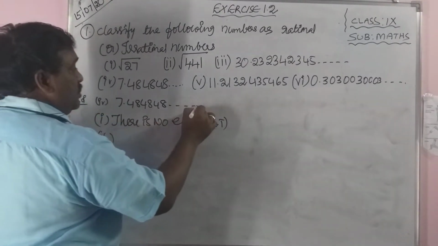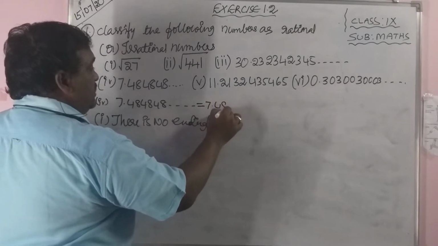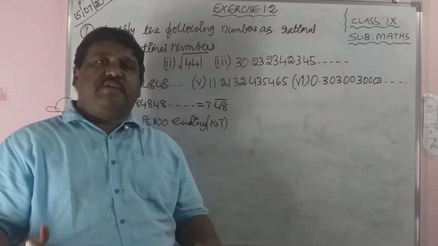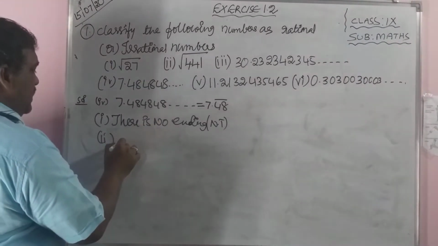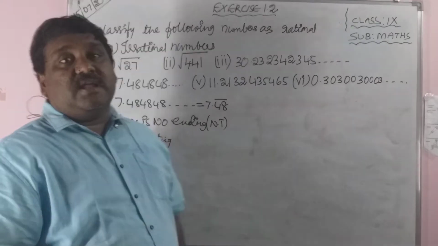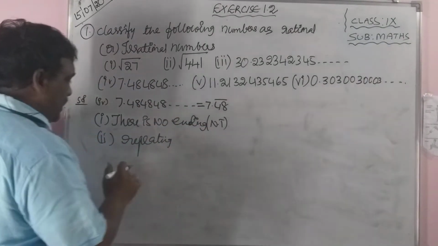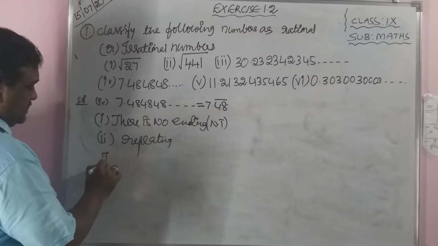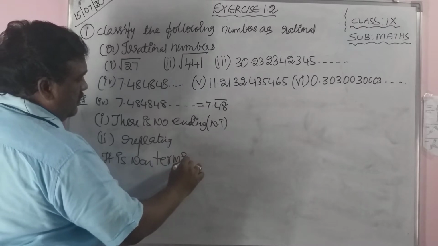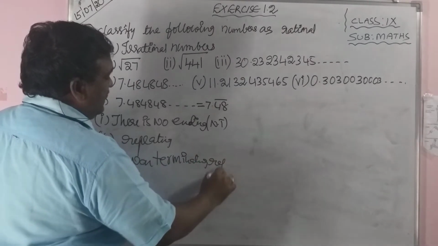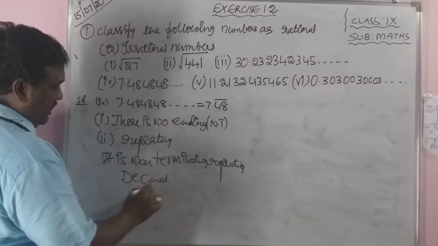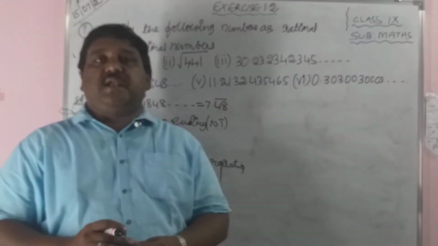But here, how to write it? 7.48 bar. 48 is repeating: 48, 48, 48. Second one, repeating. First one, non-terminating. Second one, repeating. Read together, it is non-terminating, repeating decimal.